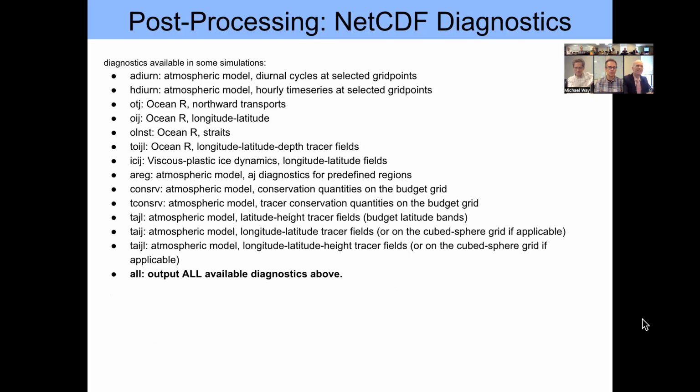These are the other things. There are many. I mean, TOIJL tracers in the ocean, three-dimensional, etc. Conservation diagnostics for tracers, etc. So that's the idea. Most of us are using AIJ, and if you want to see something about the vertical structure of the atmosphere, AIJL. If you are using the ocean, you use OIJ and OIJL. And I think that covers 95% of all the users you will ever be using. I don't think I have something else.